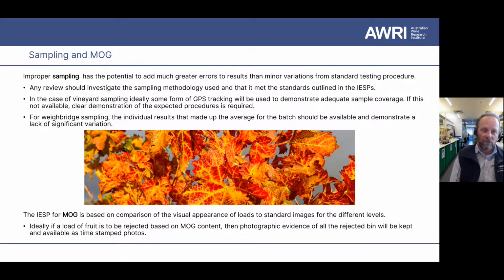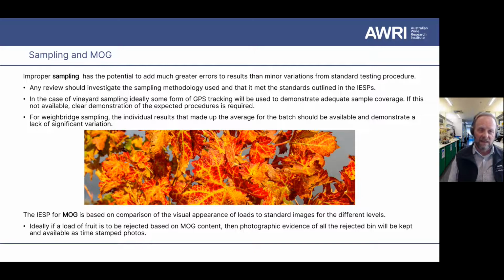Two other items should always be reviewed when looking at the suitability of testing at a site. Improper sampling has the potential to add much greater errors to results than minor variations in the actual testing procedures, and it can be argued is the most important component of any testing. Any review should investigate the sampling methodology used and that it met the standards outlined in the IESPs.